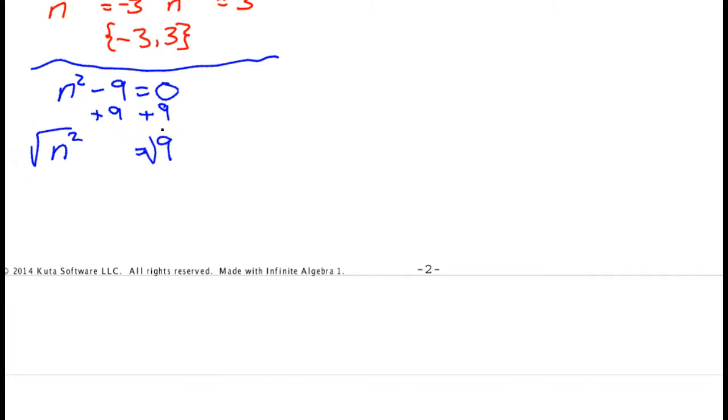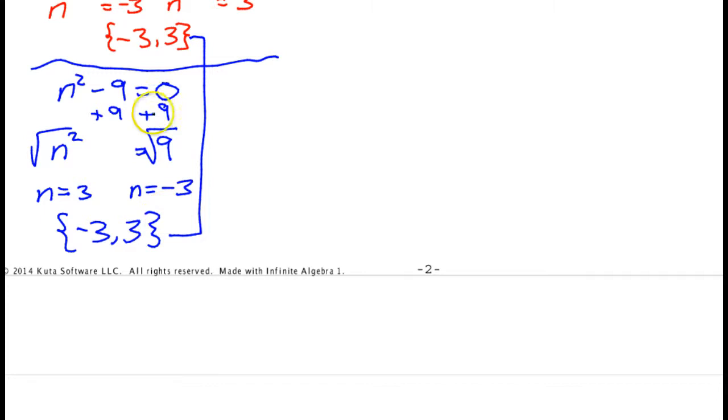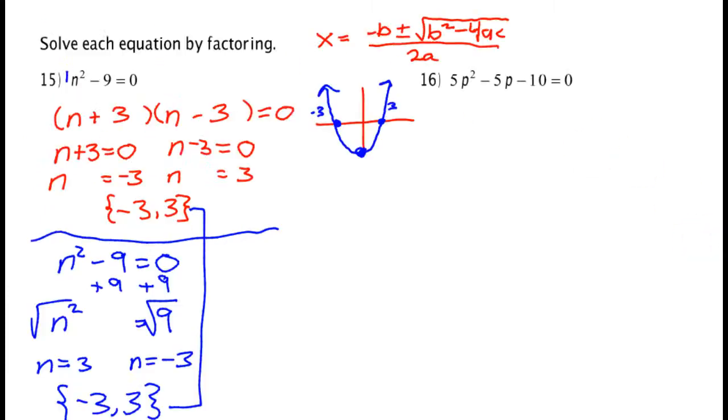Square root both sides. What do you get as an answer? n equals 3, and also negative 3. So of course, this is the big picture: you have to get the same answer. Regardless of whether you use 2 different methods, the answer must be identical.